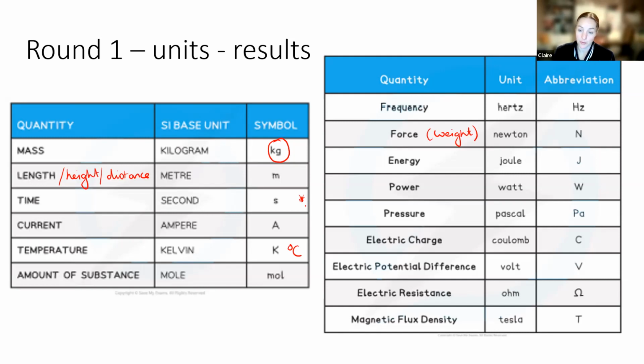Okay, so hopefully by the end of that round it has identified the ones you need to learn, basically ones you need to revise. And obviously you'll get this PowerPoint and you can print this slide off and put it on your wall and you can revise from it. Okay, so that is round 1, units tick.